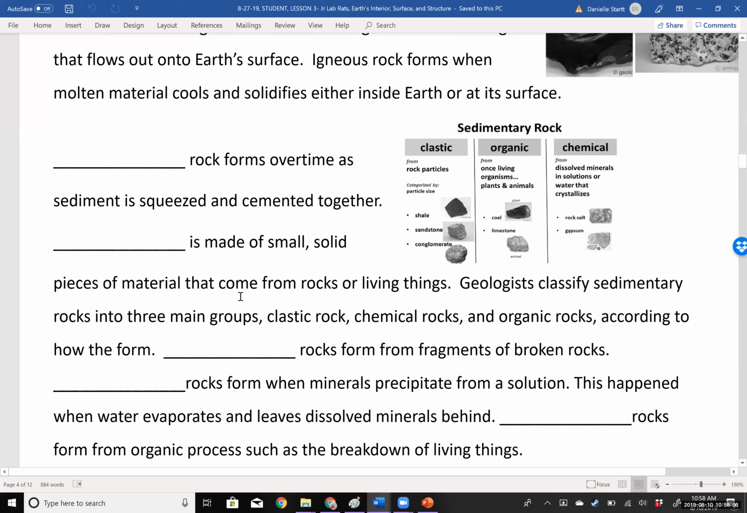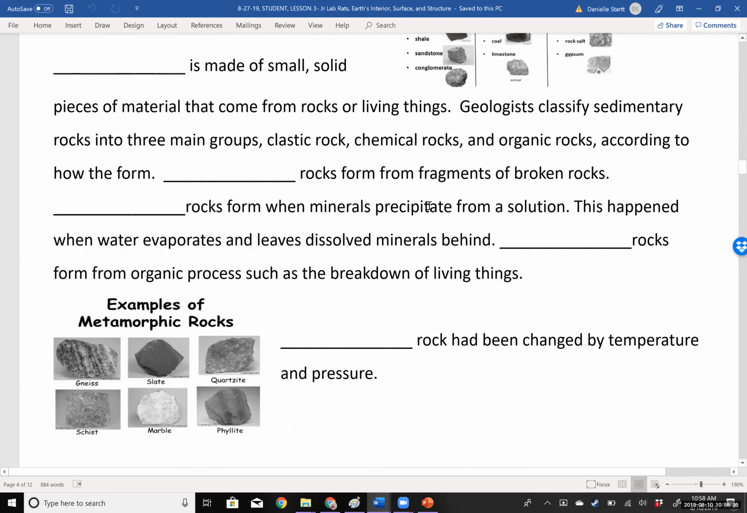So what is this talking about? It's talking about maybe sediment. Could sediment be pieces of material? I bet it could be. So geologists classify sedimentary rocks into three main groups: clastic rock, chemical rocks, and organic rocks, according to how they form. So here go our three main groups: 1, 2, and 3 blanks, right?